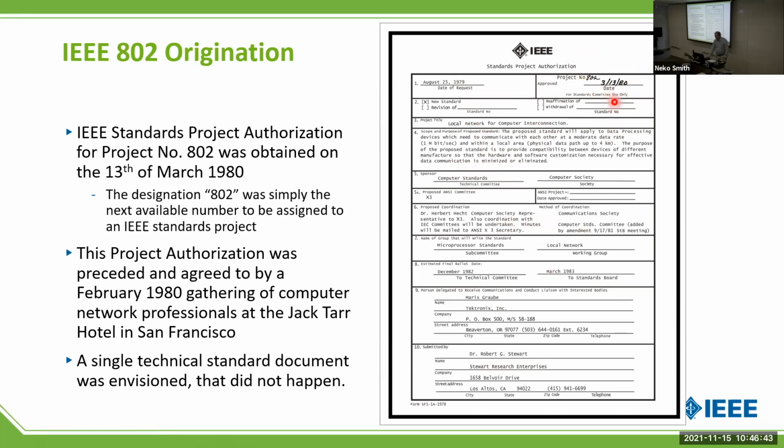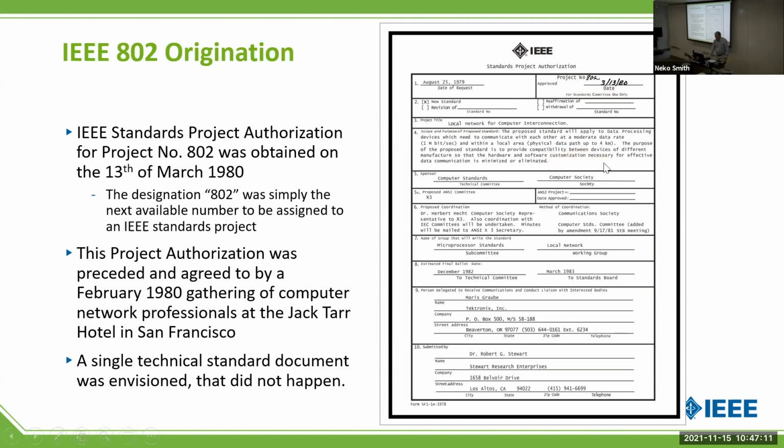And back in March of 1980, we were supposed to have a big celebration. That was the 40th anniversary, but because of the pandemic, none of that ever happened. So it's celebration delayed. But notice this is the scope and purpose of the standard, and that original standard was to support 1 megabit per second throughput in the local area network with a range of up to 4 kilometers.